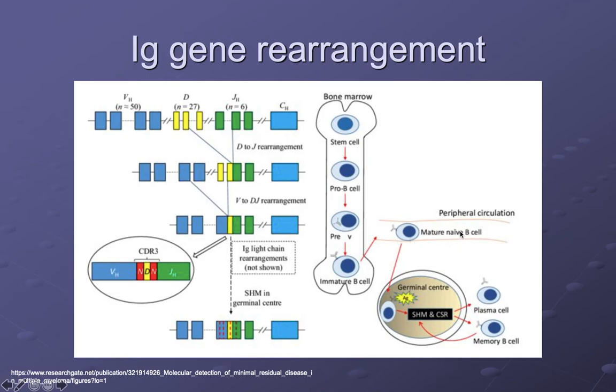Those mature naive B cells that have been presented with antigen and have recognized the antigen, but did not choose to go to the germinal center to further specialize, will direct themselves to peripheral circulation, and their activity is short-lived most of the time. They don't experience the wonders of somatic hypermutation.